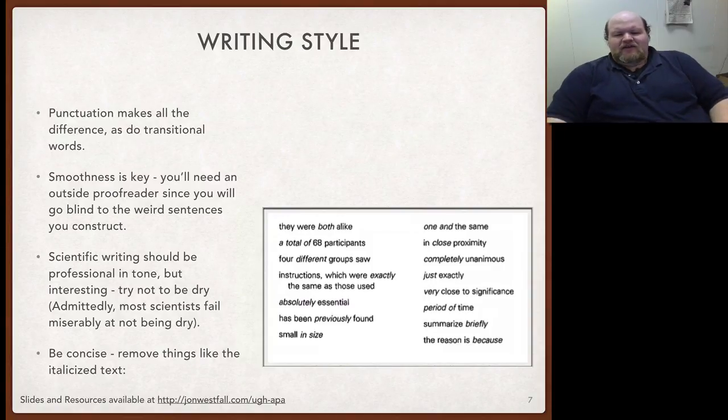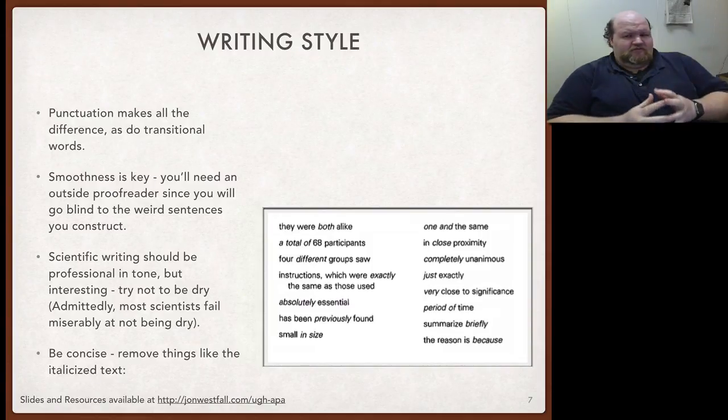And finally, being concise means removing things like the italicized text. This is also a snippet from the APA manual. So "they were both alike" could just be "they were alike." "A total of 68 participants" could just be "68 participants." "Completely unanimous." Unanimous means completely, so take out completely. "Just exactly." Just and exactly are synonymous there. So you pull those things out.